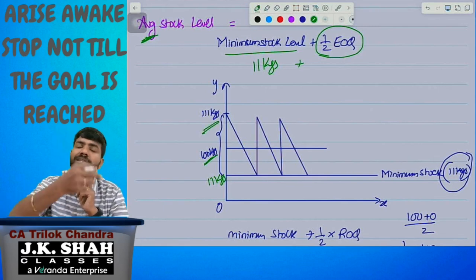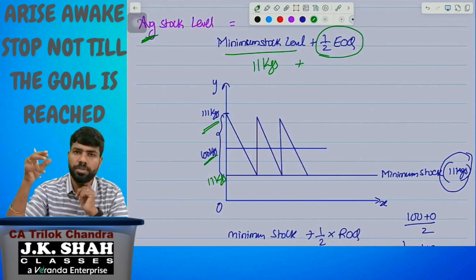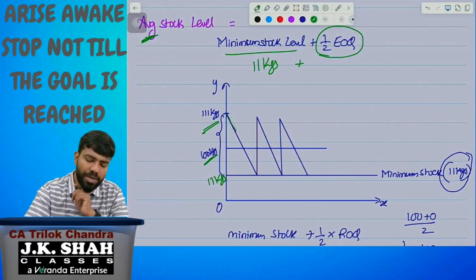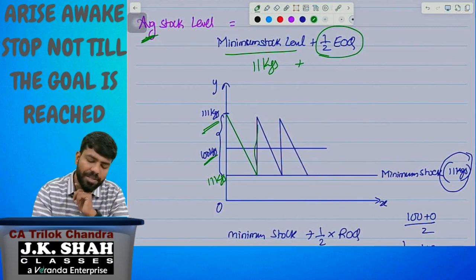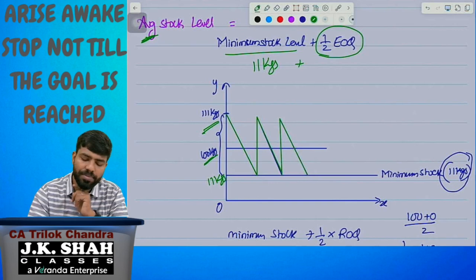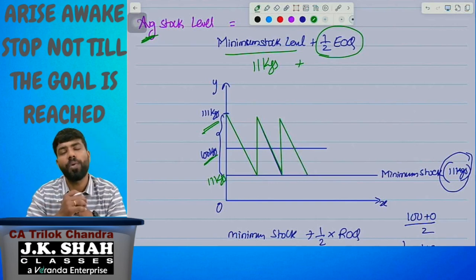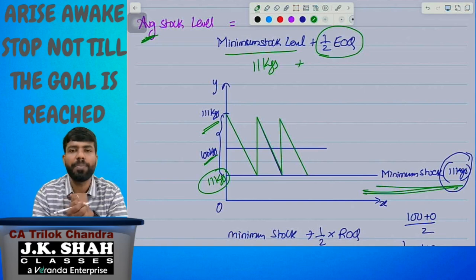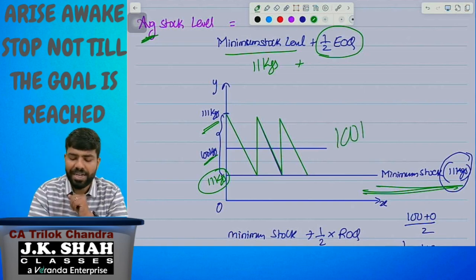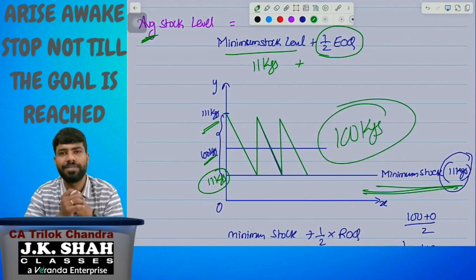Then they start slowly consuming the goods. When they consume the goods, it slowly decreases. Again, it comes to the minimum stock level, and again we have to place a new order. It will go to 111 kgs, then decrease to 11 kgs. Are you understanding? So what is happening here? 11 kgs is stable throughout the period. What is fluctuating is the 100 kgs.